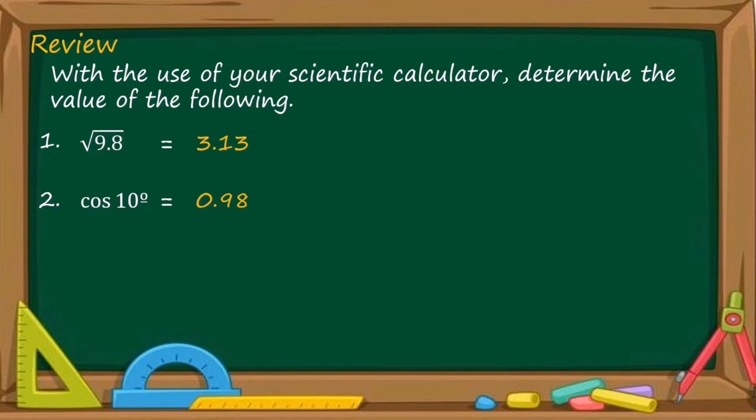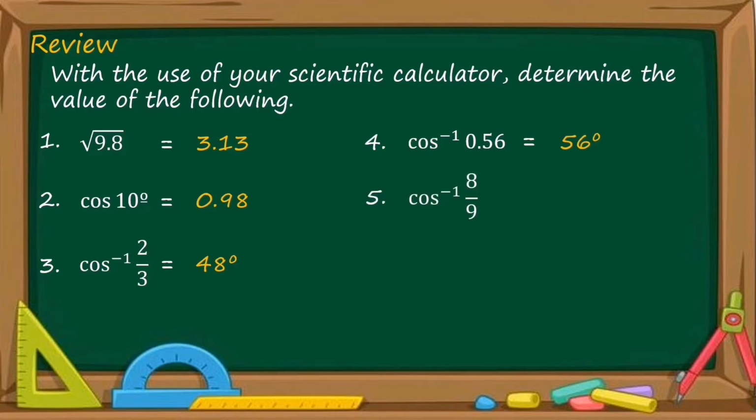Alright, that is 0.98. Next, number 3, inverse cosine 2 over 3. Give me your answer to the nearest degree. Alright, that is 48 degrees. Number 4, inverse cosine 0.56. Okay, that is 56 degrees. Lastly, inverse cosine 8 over 9. Correct, that is 27 degrees.